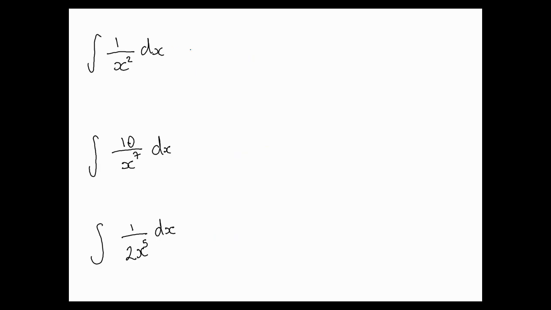Next, we're applying some power laws. So this one becomes the integral of x to the power of minus 2. You've got to remember those laws of indices. And then we integrate, so that's x to the power of minus 1, adding 1 to the power, dividing by the new power. So that's minus x to the power of minus 1, and then we put the plus c. This next one becomes 10 times x to the power of minus 7, integrated.